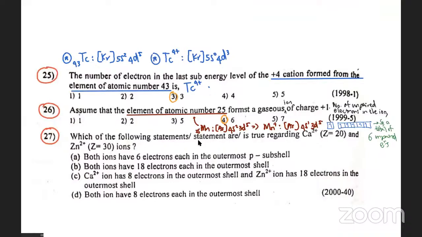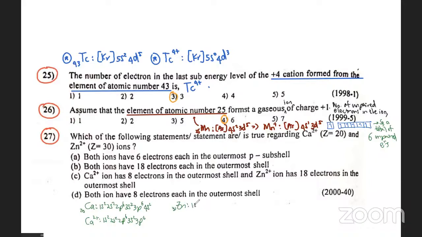27th one. Which of the following statements or statement are or is true regarding calcium 2 plus and zinc 2 plus? Remember, Z is the atomic number. I think the wisest thing to do is first we'll write down the electronic configuration. Calcium 20 we know it goes like this: 1s2, 2s2, 2p6, 3s2, 3p6, 4s2. So calcium 2 plus should be 1s2, 2s2, 2p6, 3s2, 3p6. That's where it stops.